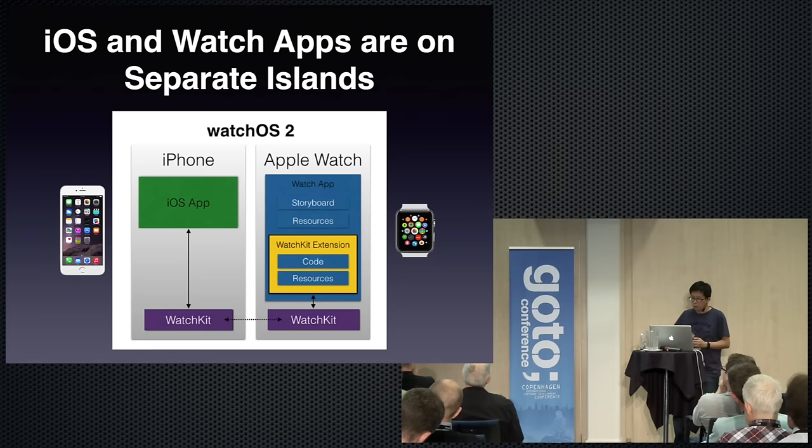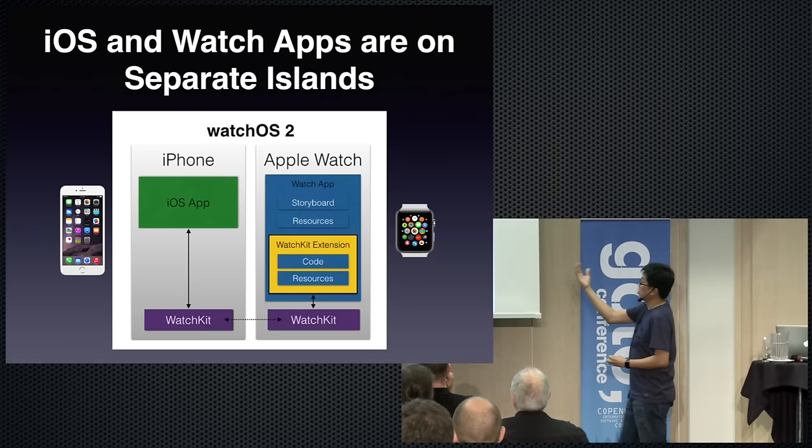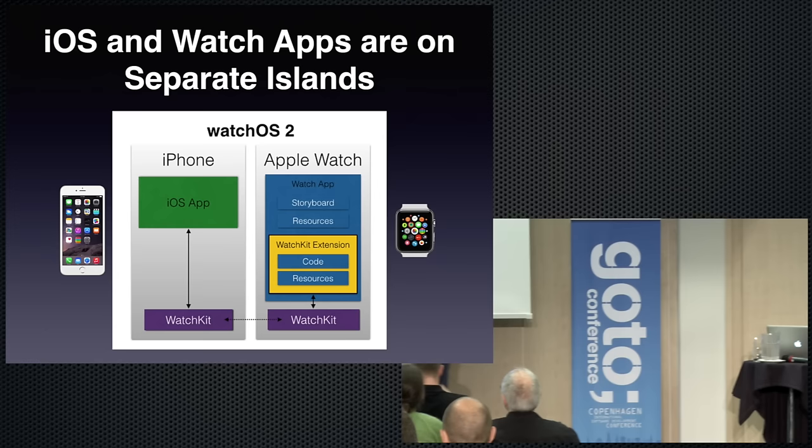If you look at the diagram that you have seen earlier on, your iPhone application is on the iPhone, and your Apple Watch application is on the Apple Watch. But a lot of times, you want to communicate with your Apple Watch. How do you actually do that?